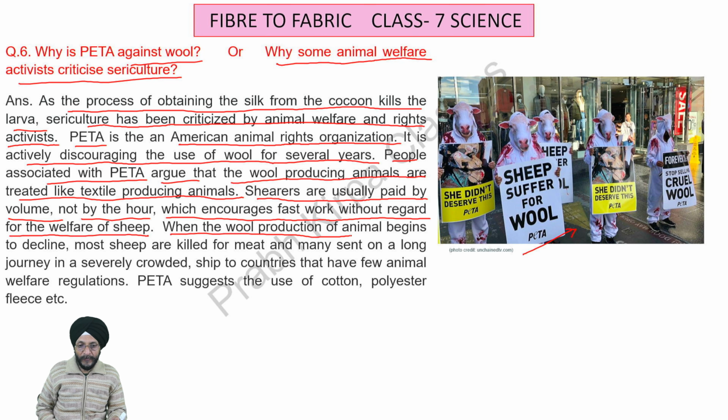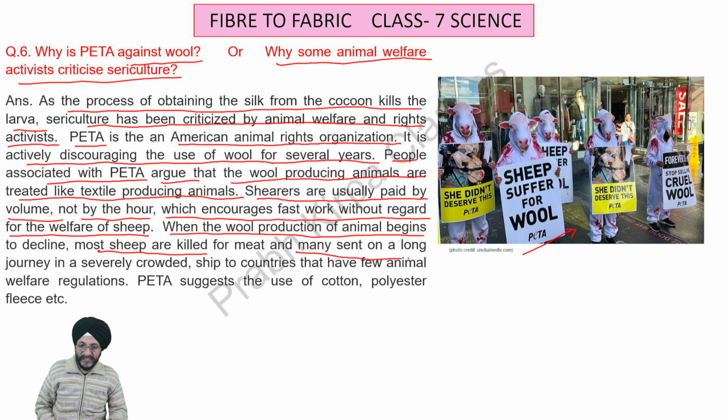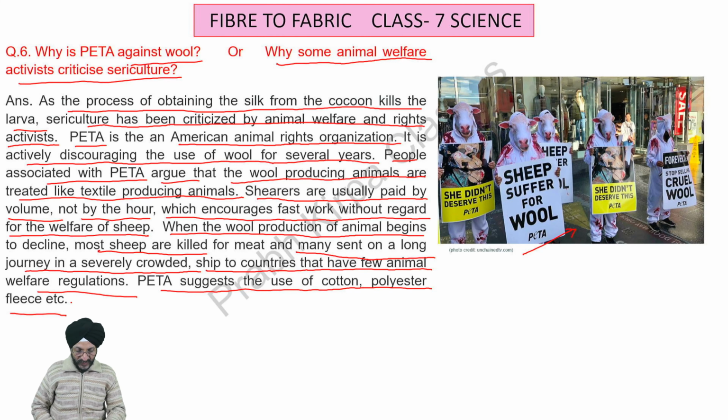When wool producing animals start giving less production of wool, most sheep are killed. If the production of wool from a particular sheep or other wool giving animal declines, that animal may be killed for meat, or many such animals may be sent on a long journey in severely crowded ships to countries that have few animal welfare regulations. PETA suggests the use of cotton, polyester fleece, etc.